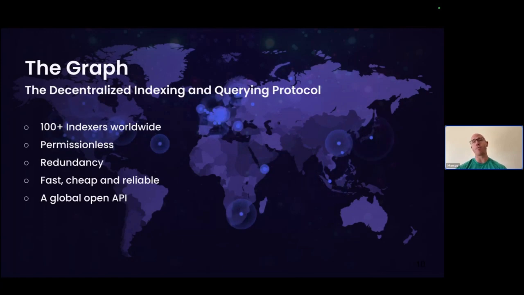Fast, cheap, and reliable. 100,000 queries per month are free every single month. So you can go ahead and start building with the graph right now and be very, very free for 100,000 every month. And then after that, it's $38 per million queries. So it's quite competitive in the marketplace.